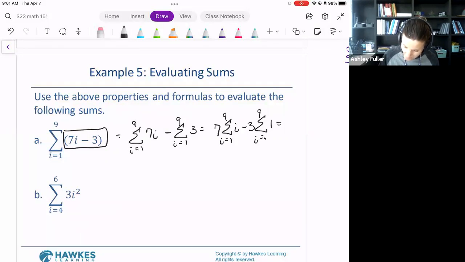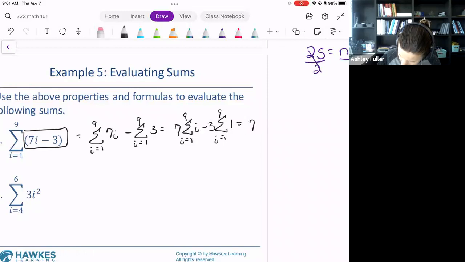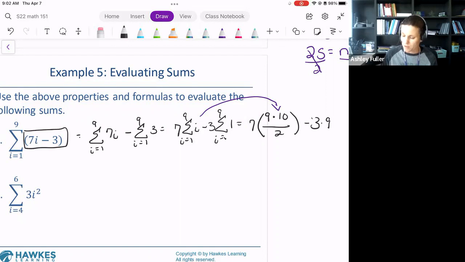And then following those rules that we just looked at, we know that the sum of i becomes that n, which is 9, times n plus 1, which is 10, over 2. And that's coming from our summation formulas that we just looked at. And then minus 3 times n, which in this case is 9, again from our summation formulas. And this results in 315 minus 27, which is 288.